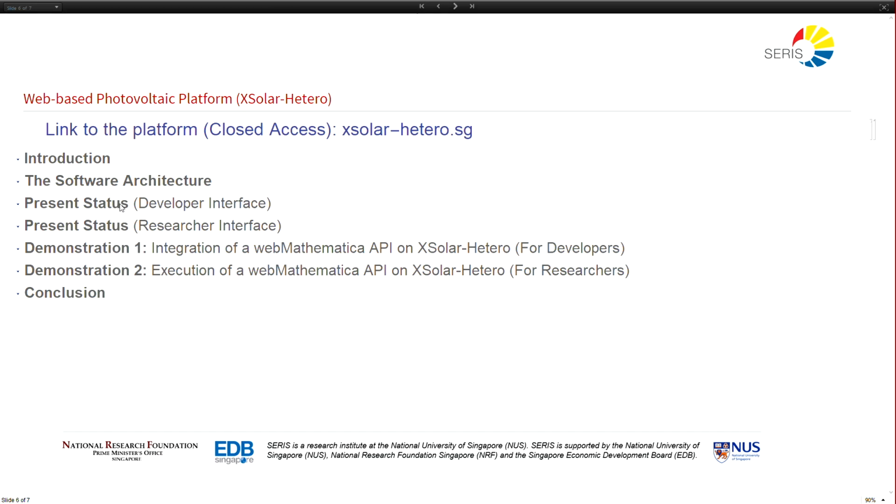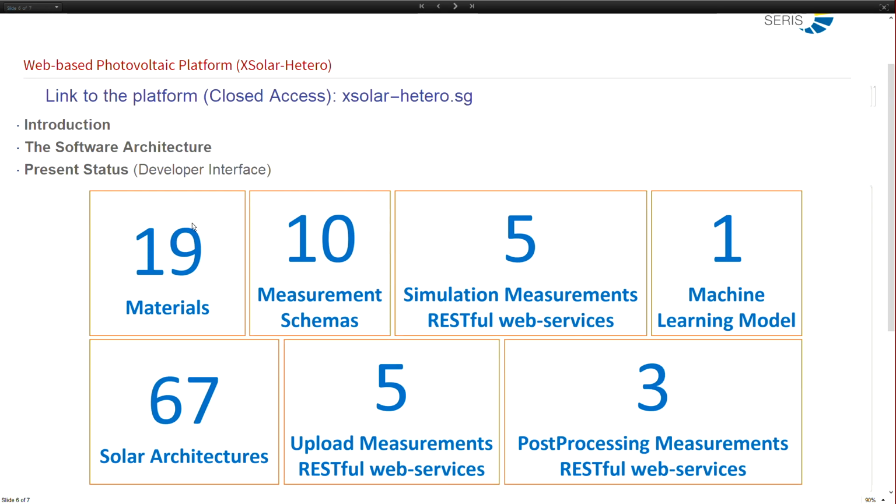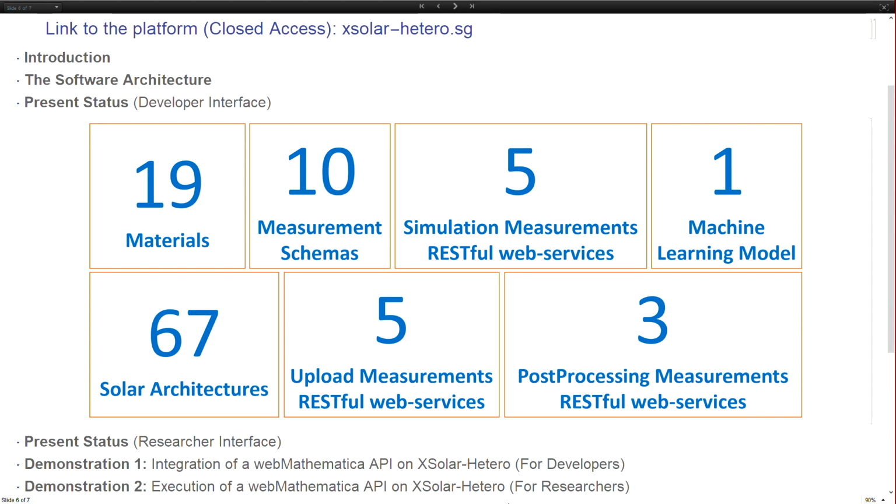Okay, so before we talk about the researcher panel, we need to understand what we have uploaded in the last 3 years. We've been developing this project for about 3 years now, and what we have added is 19 materials, 67 solar cell architectures, 10 different measurement schemas, a bunch of programs, basically 5 upload measurement RESTful APIs, 5 simulation RESTful APIs, about 3 post-processing programs which work on top of the upload and the simulation programs, and then 1 machine learning model just as a proof of concept.